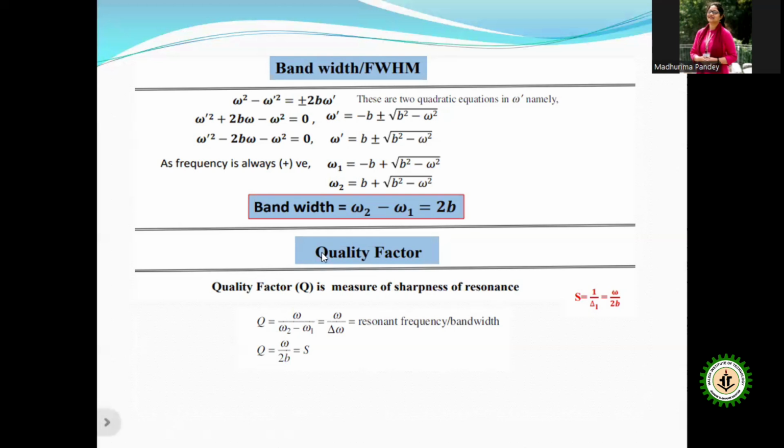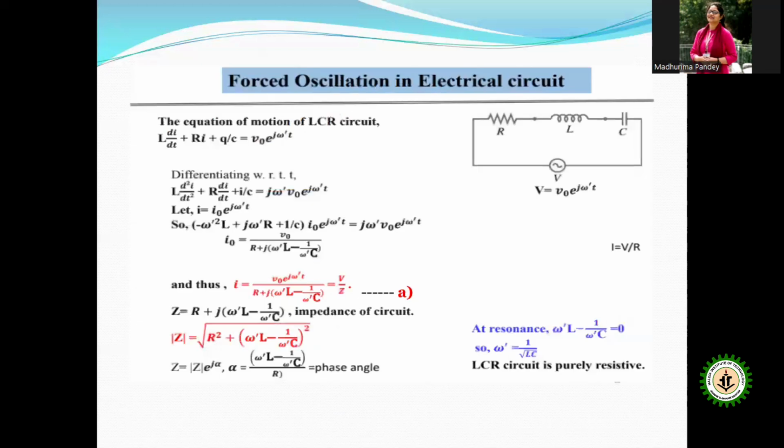Now, quality factor. What is quality factor? Quality factor is basically the measure of the sharpness of resonance, which can be defined as the ratio of resonant frequency to the bandwidth. Now the bandwidth is omega 2 minus omega 1, which can also be written as delta omega. So Q is basically omega, that is resonance frequency, divided by 2b. And exactly it is the same as S. We have also obtained the same expression for S, the sharpness of resonance. That's why we call the quality factor a measure of sharpness of resonance. On this quality factor or sharpness of resonance, an MCQ question may come or a numerical question may come. Okay, I think it is clear.